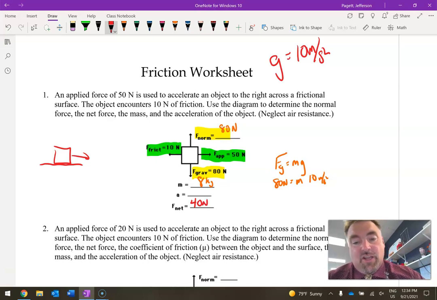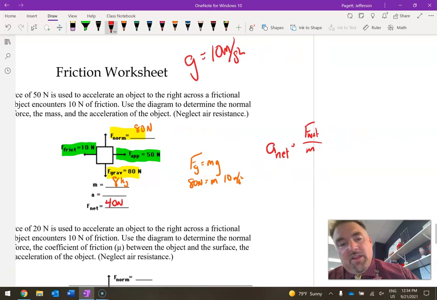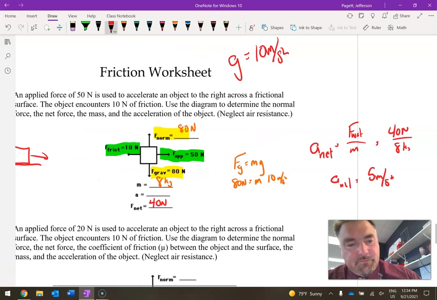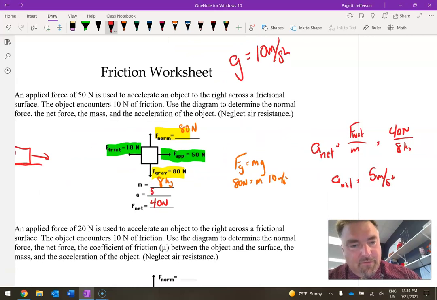Now, if I want to find the net acceleration, that's straight from Newton's second law of motion: a net is equal to F net divided by the mass. And so my net acceleration is going to equal my 40 newtons, because that's my net force, divided by my mass, which is 8 kilograms. So it's going to be a net acceleration of 5 meters per second squared. And so we'll put that right in, 5 meters per second squared.